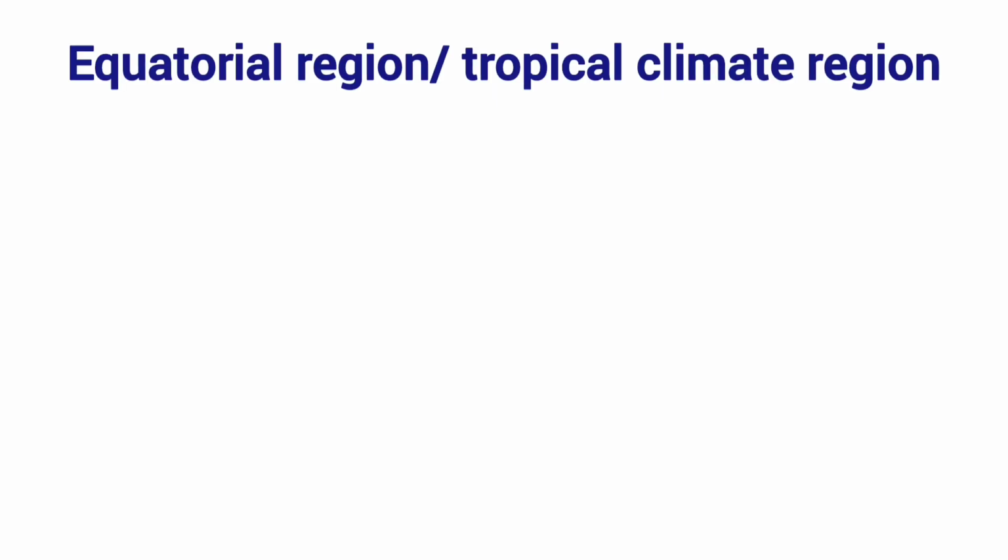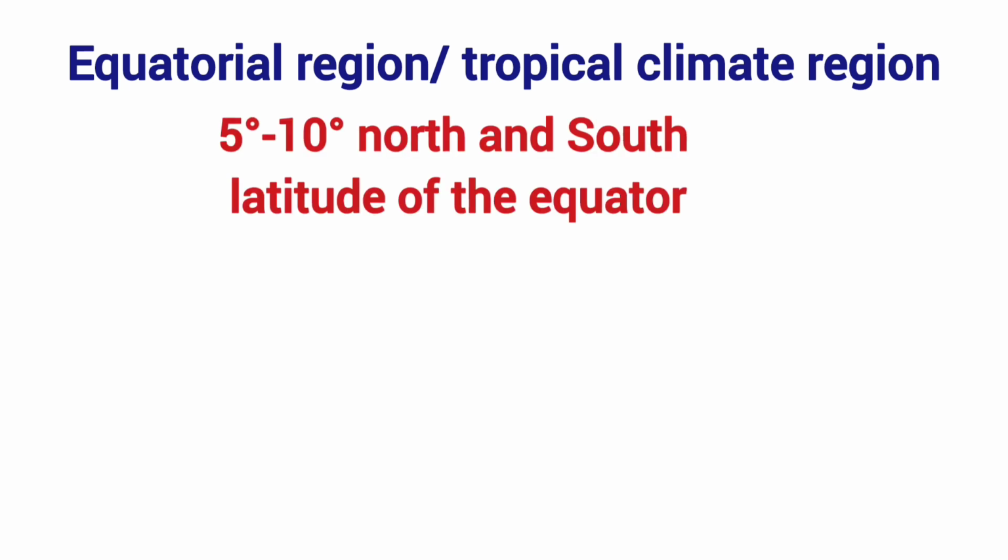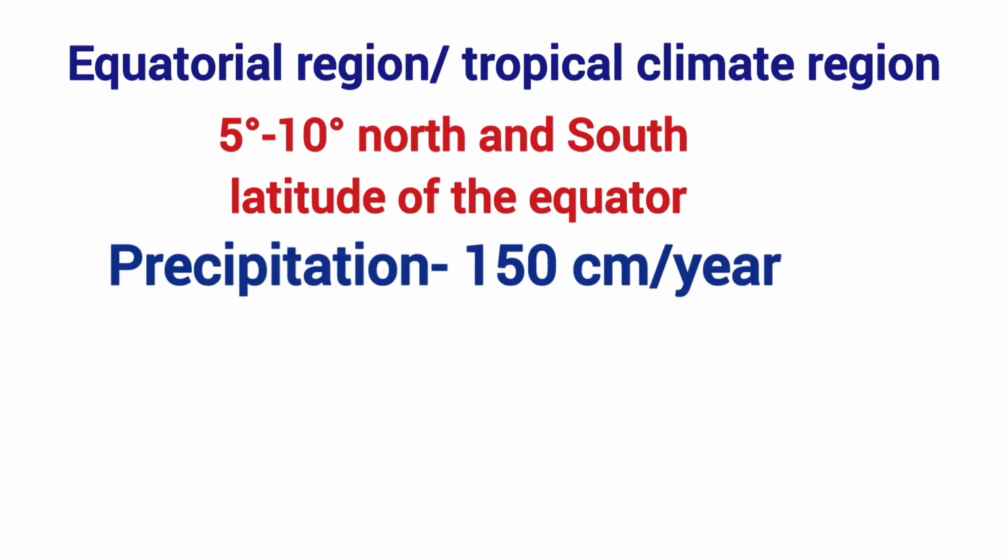Equatorial region or tropical climate region. It is found between 5 degrees and 10 degrees north and south latitude of the equator. The equatorial region gets heavy precipitation. On an average, precipitation is 150 centimeters per year. This region has the most favorable conditions for the growth of trees.